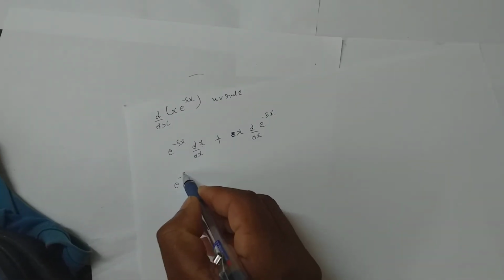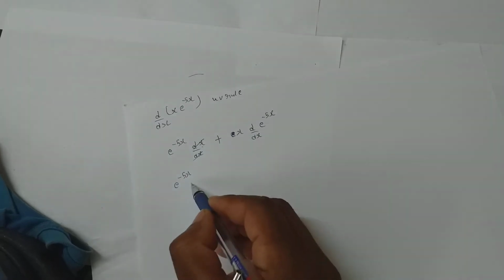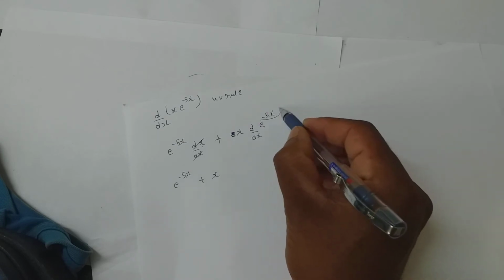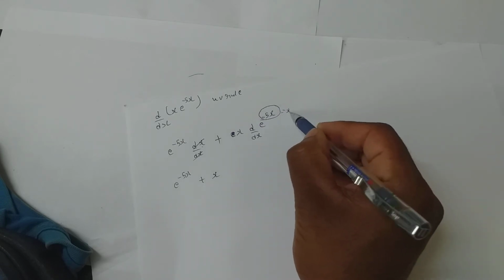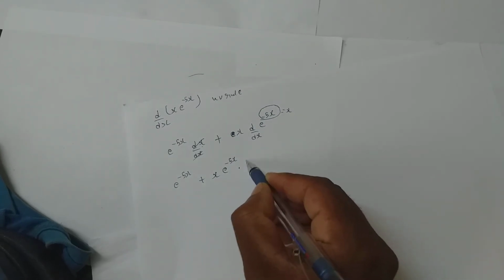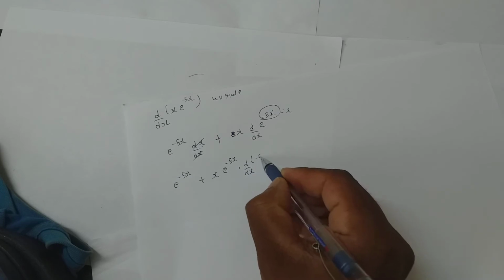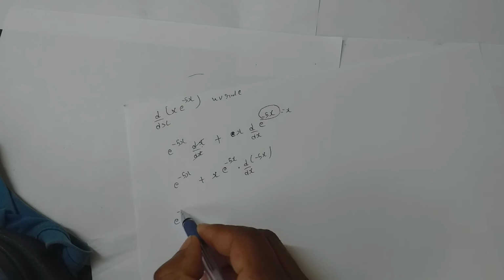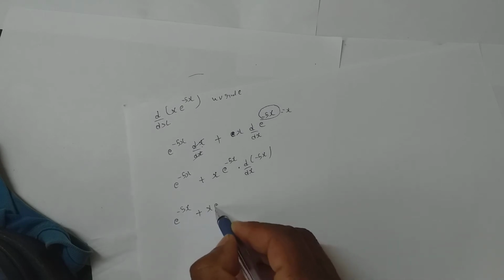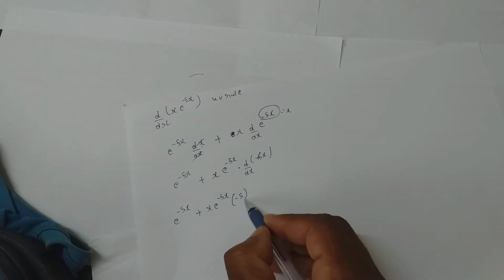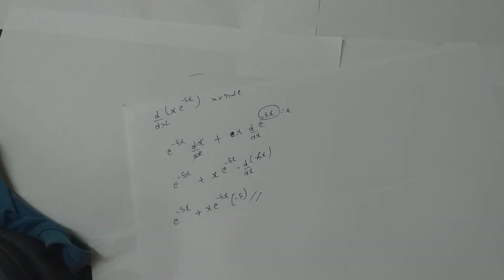So now e power minus 5x as it is. The derivative of x is 1, so no need to write it, plus x into... here is the catch. You need to assume the exponent to be x. So e power x is e power x. In place of x, whatever you have assumed, that differentiation should be there. So it results in e power minus 5x plus x into e power minus 5x into minus 5 will come out, dx gets cancelled. This is the answer. Am I clear?